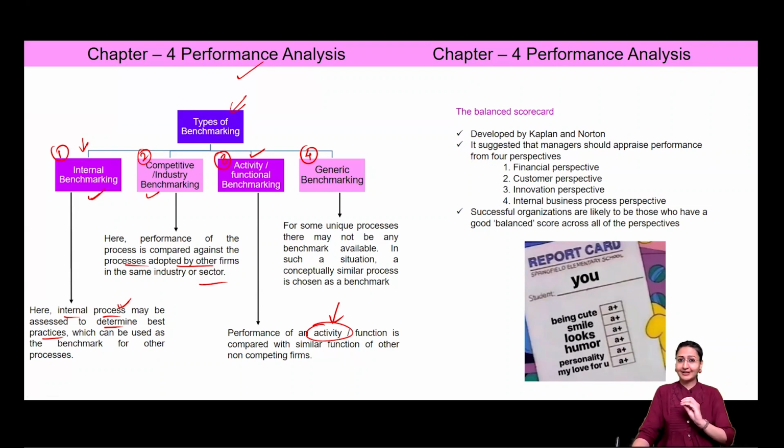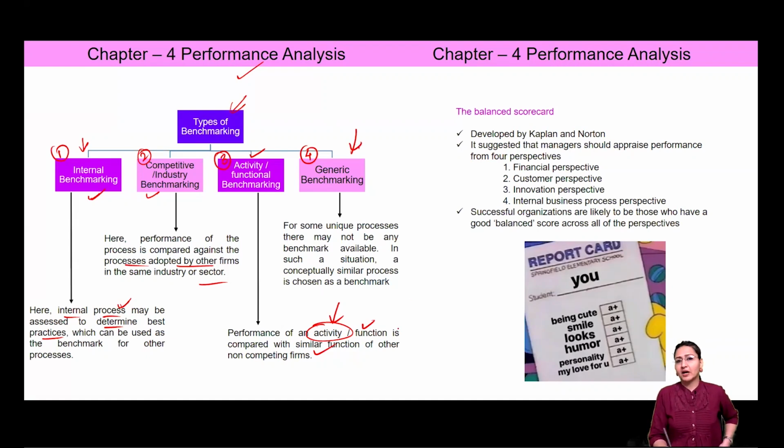So this budgeting is an activity which was kept as a benchmark, one department following it and remaining departments liked it, and then they also embedded it in their system, right? So activity or function benchmarking relates to one particular small activity. It can be within a division, it can be within a department or within an office.